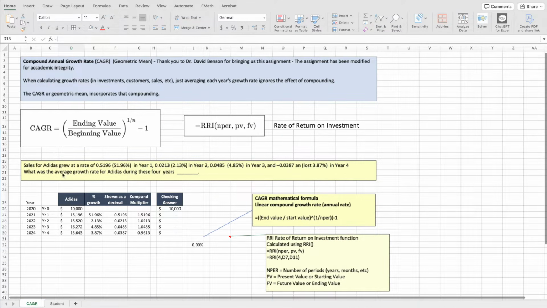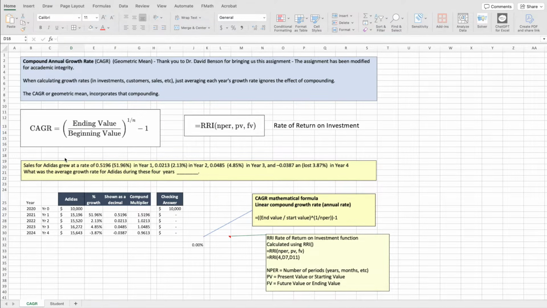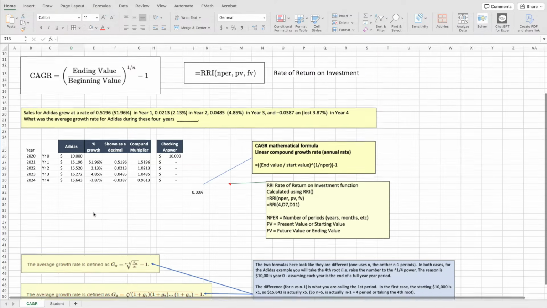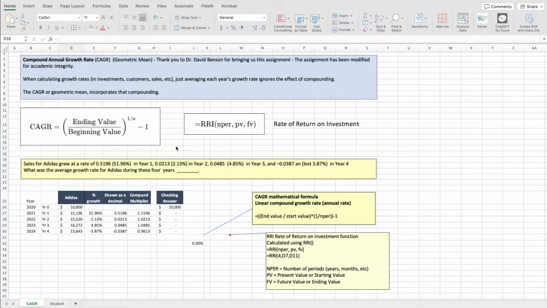Okay. So we have what's called the mathematical formula, which is the CAGR formula or the growth rate formula. And we also have the Excel function RRI, which is rate of return on investment. So these are the two ways that we're going to figure out the compounded annual growth rate for an investment or for market share or anything like that.